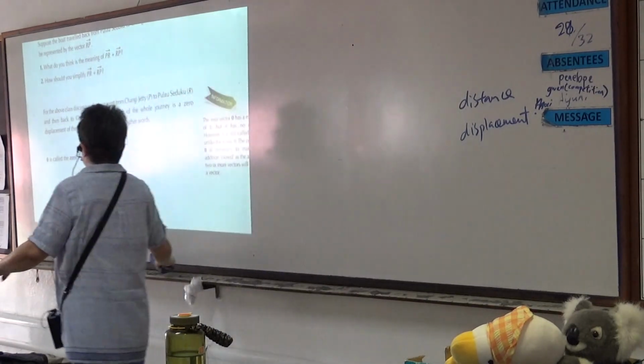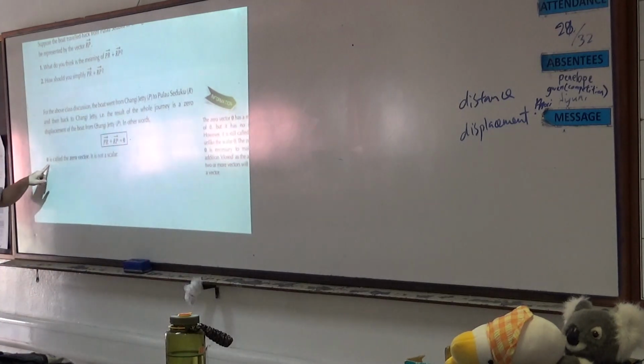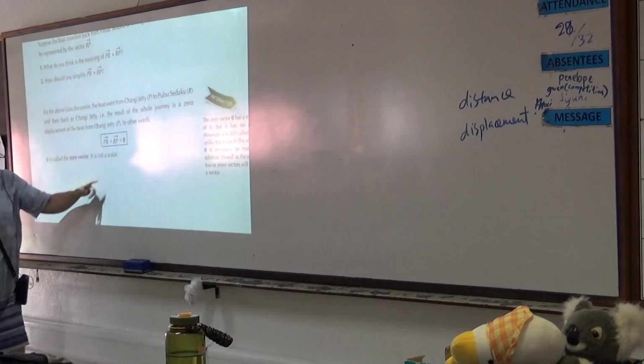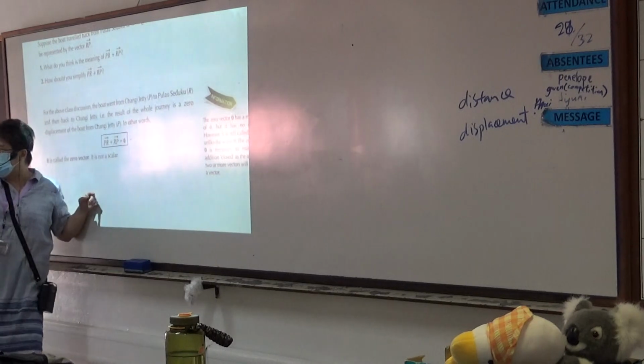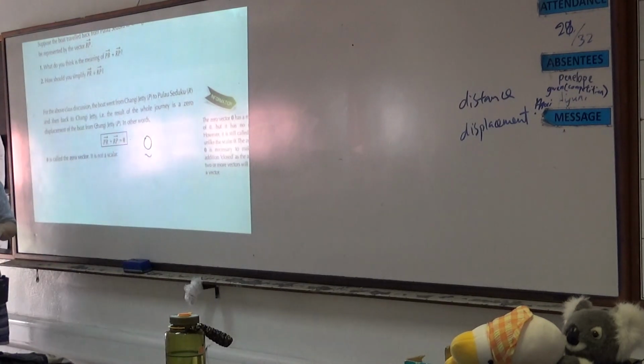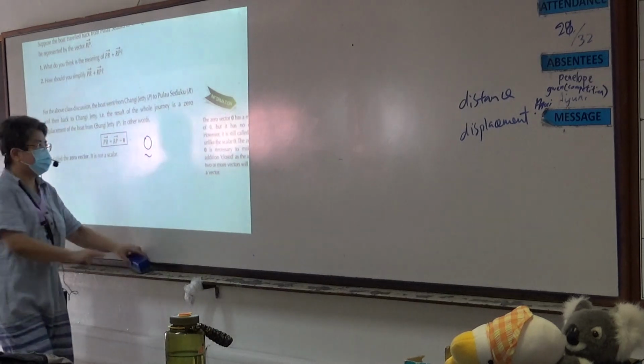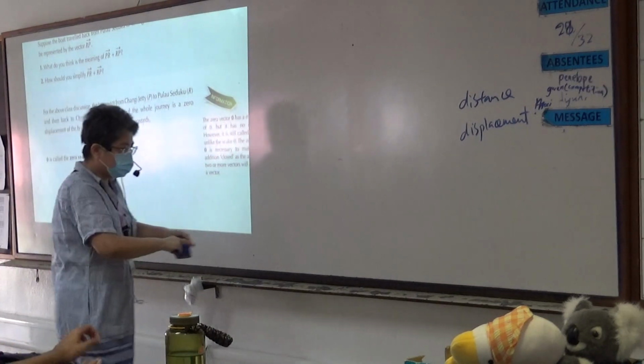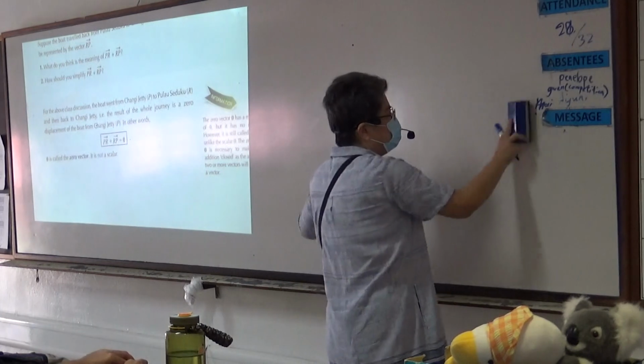Now, they want you to take note. Zero is called a zero vector. It is not a scalar. That means they bold it, right? Can you see in your textbook they bold it? So you must write zero like that. Then it is a zero vector.